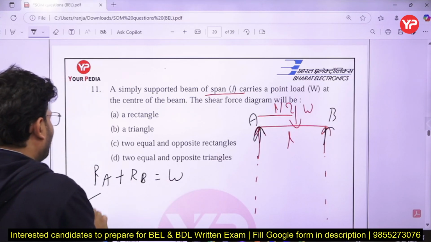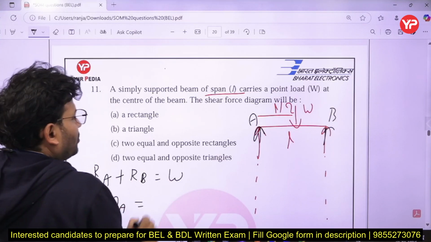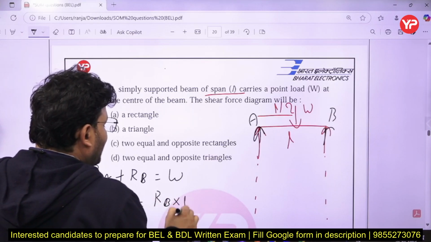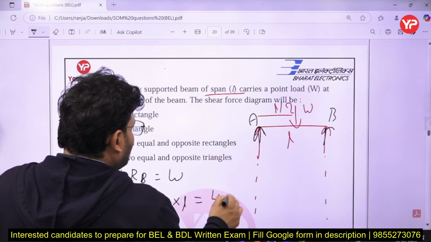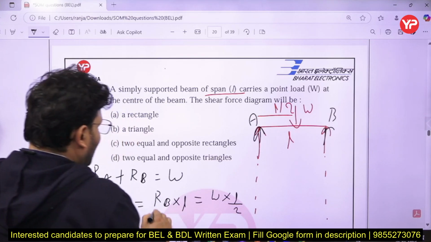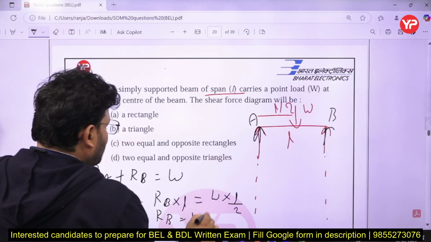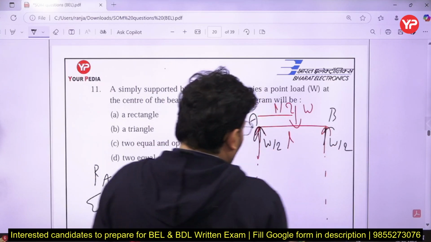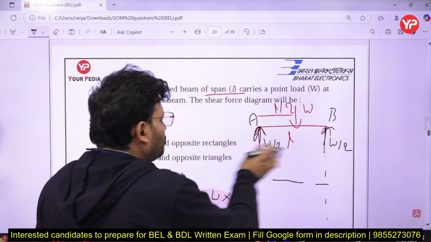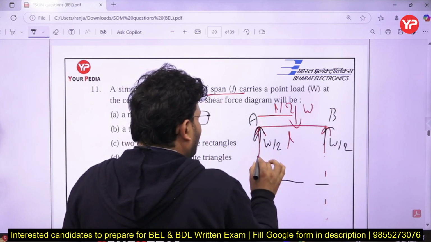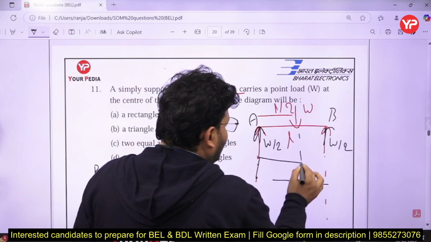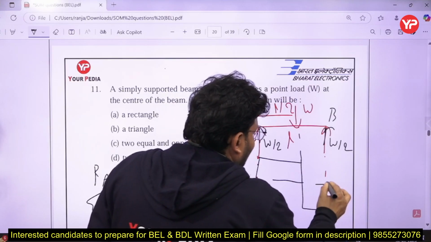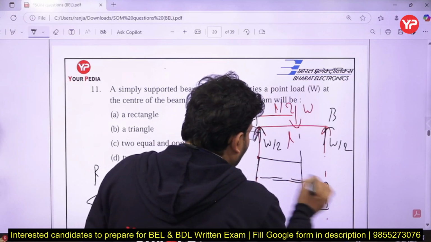If you take moments about any point, let's assume A, we can say RB times L is equal to W times L by 2. From there I will get RB as W by 2, and RA is also W by 2. Now you are moving from left to right, so upward it will be W by 2, going down at the point where W acts, and then again like that. That will be your SFD.